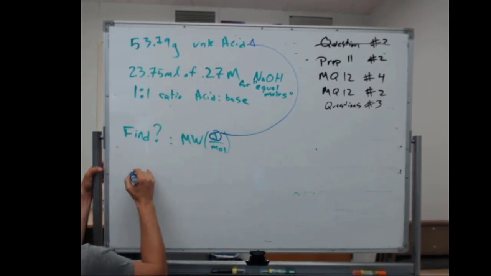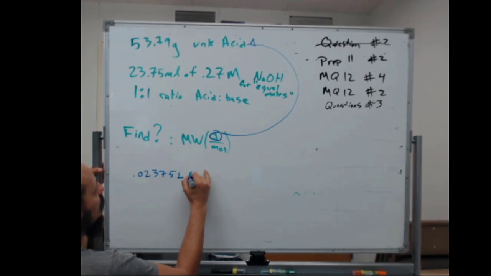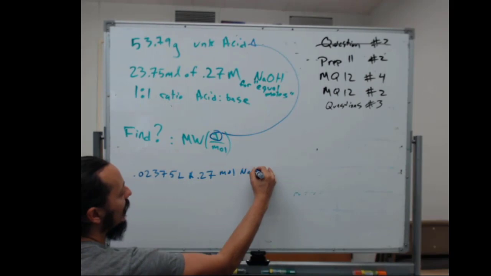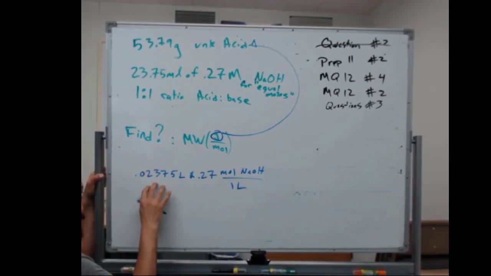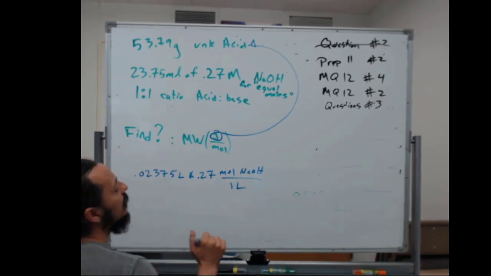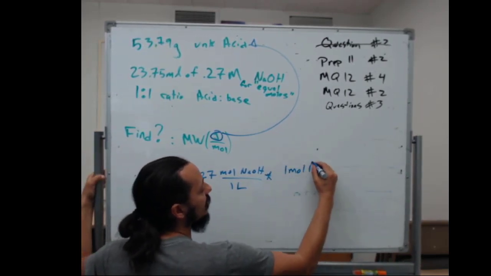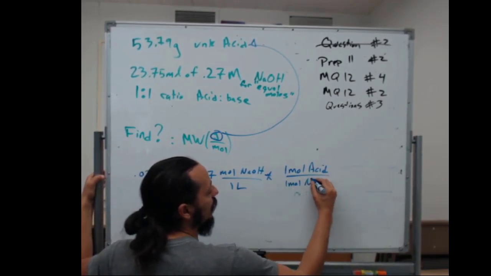So let's see here. We're going to have 0.02375 liters times 0.27 moles NaOH per 1 liter. I hope you don't mind, I converted to liters real quick in my head, just dividing by 1,000. And then I'm even going to include 1 mole acid per 1 mole NaOH. Right?